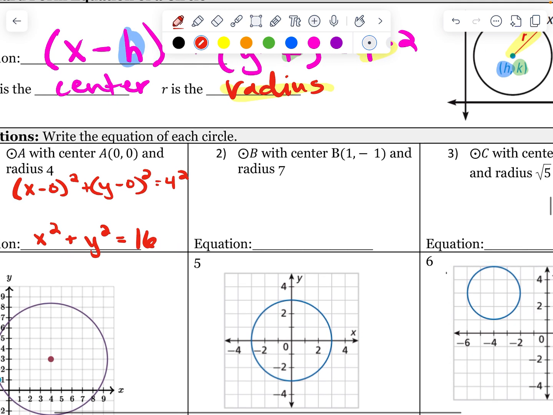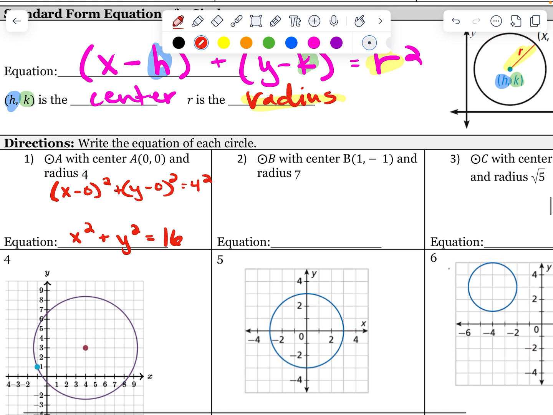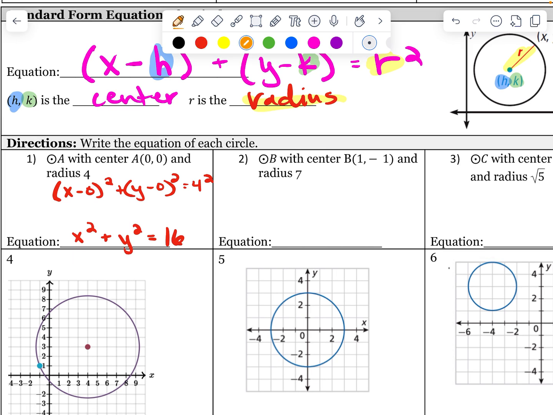All right, x with a center at -1, -1. So that is going to be x minus 1, so it needs to be x plus 1. Got to make it opposite. Y, make it opposite. That's a positive number. Woohoo. (y plus 1) squared equals 7 squared, 49.